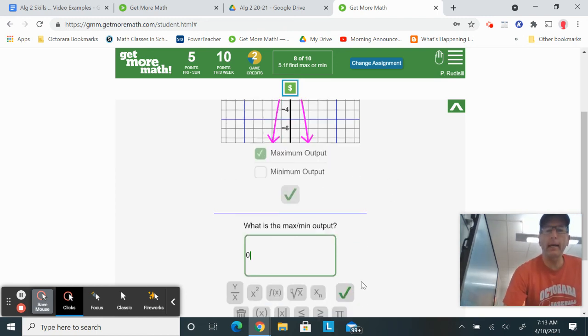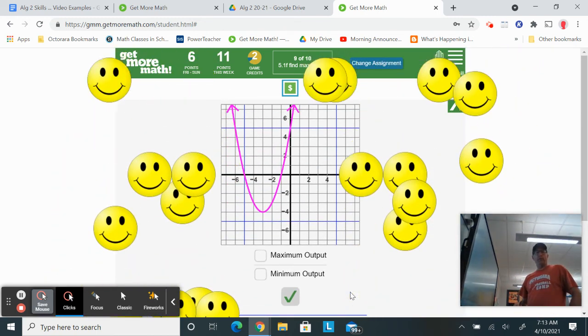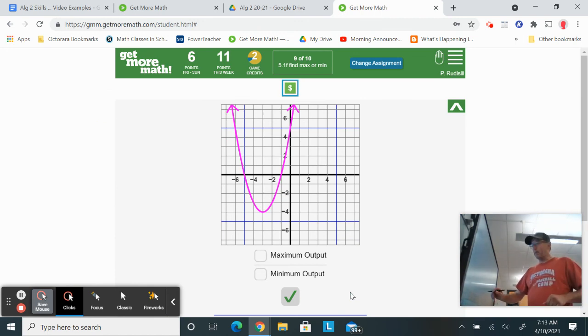So we slide that, click on this here, and hopefully that makes some sense to you. Good luck with that. Max and mins.